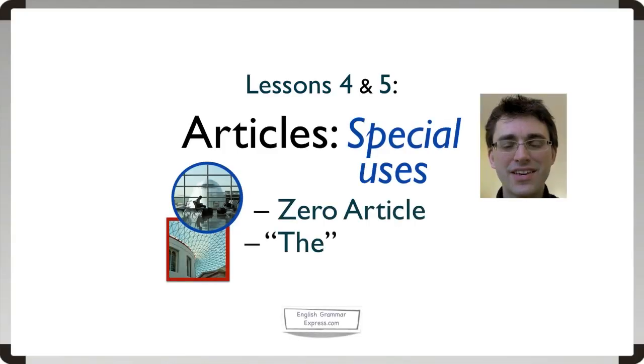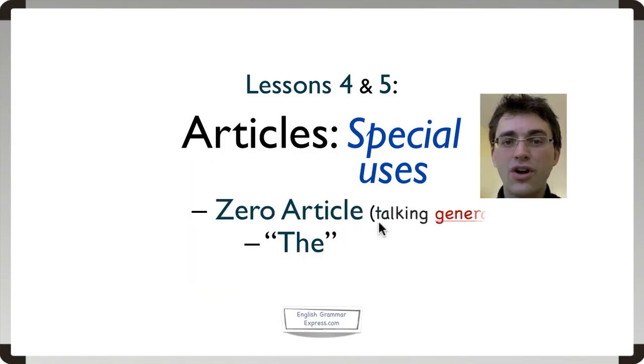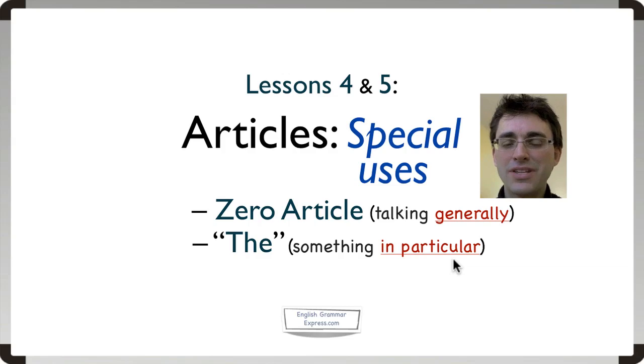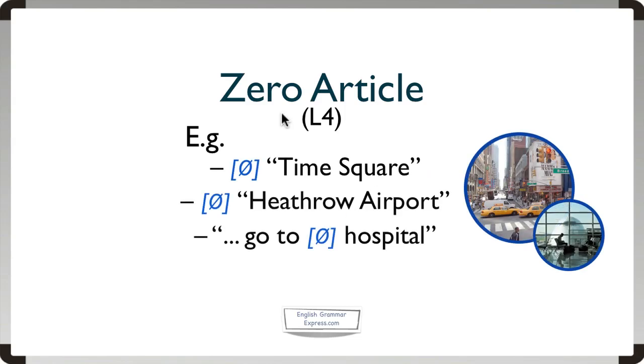In the next two lessons, we're staying with articles and we're going to look at the special uses of zero article and the. Now, so far, we've seen that normally we use zero article for talking generally and the for talking about something in particular. In these lessons, we're going to look at the special and important exceptions to those rules. Examples of special uses of zero article are Times Square, Heathrow Airport, and to go to hospital. No article in each example.